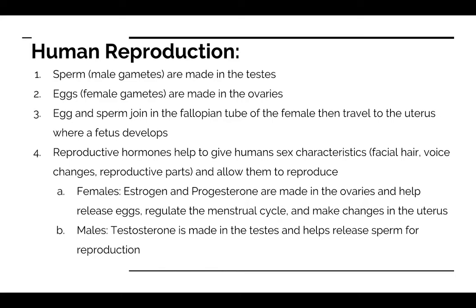Number 4, reproductive hormones help to give humans sex characteristics, so things like facial hair, voice changes, and reproductive parts, and they allow them to reproduce. So for females, estrogen and progesterone are the main hormones, and those are made in the ovaries. They help to release eggs, regulate the menstrual cycle, and make changes in the uterus. The males have testosterone, which is made in the testes and helps release sperm for reproduction.